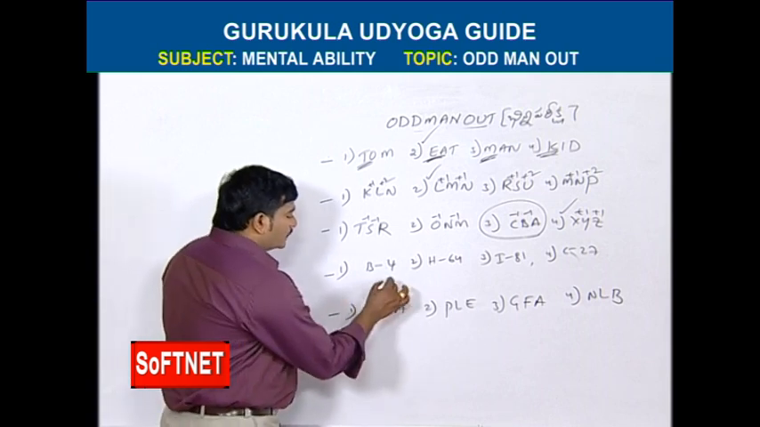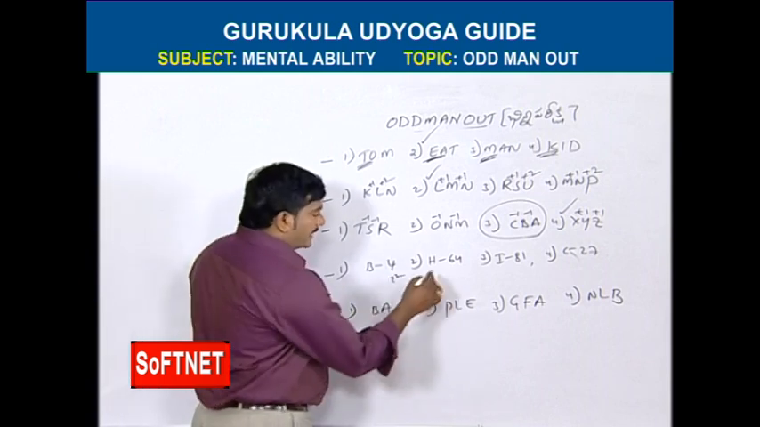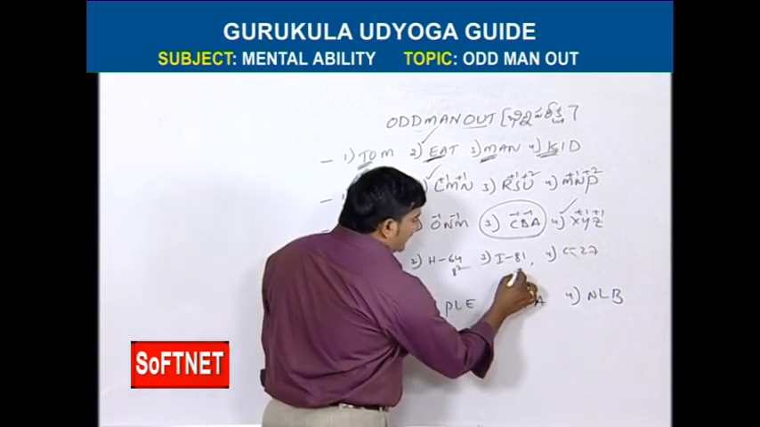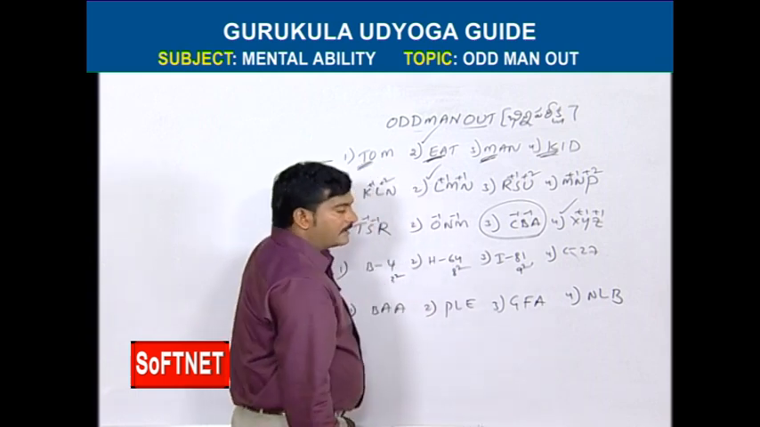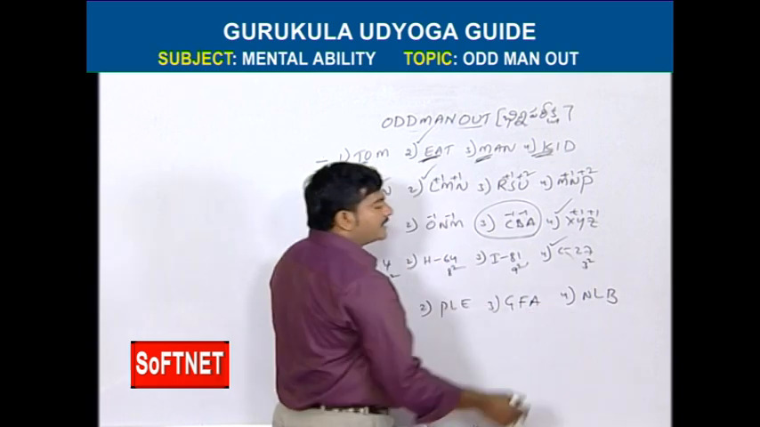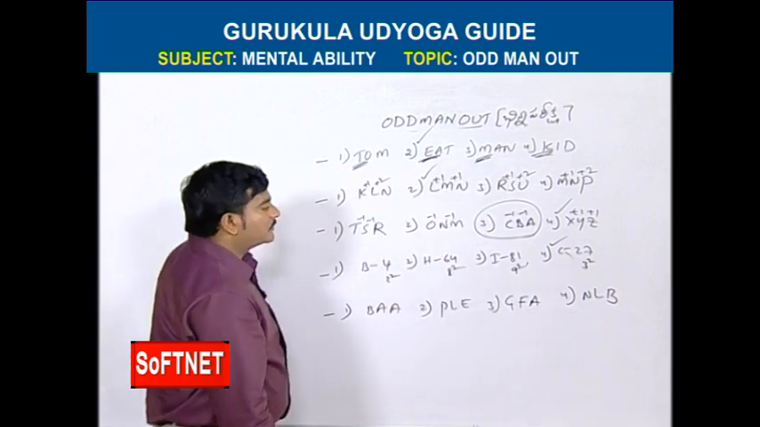See, B means 2, 2 means 2 square. H means 8, 8 means 8 square. I means 9, 9 means 9 square. C means 3, 3 means 3 square you have to get, but it is 3 cube. That's why the answer is the fourth option.